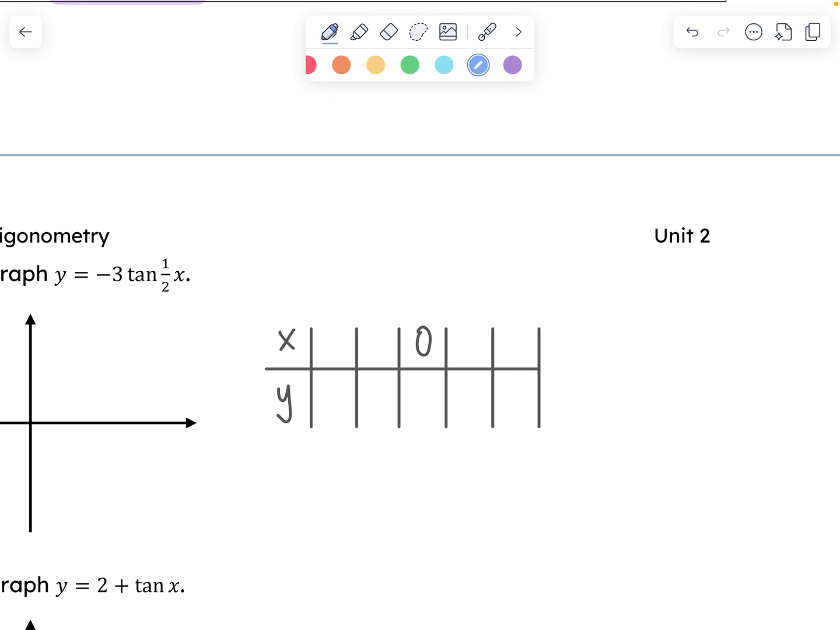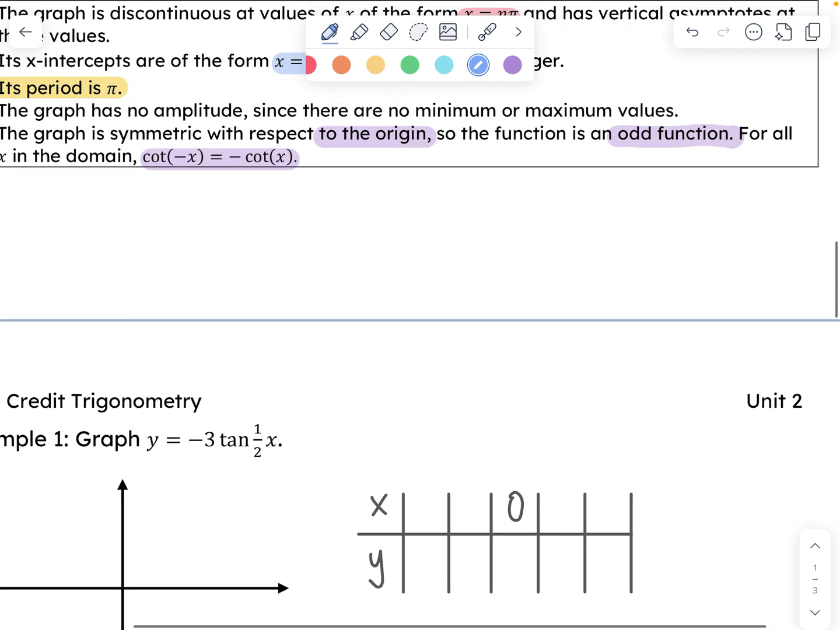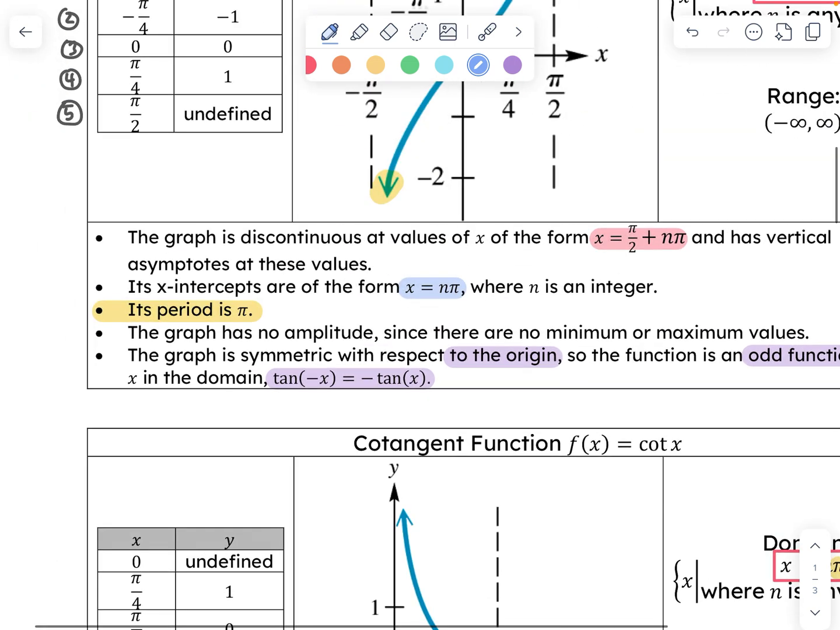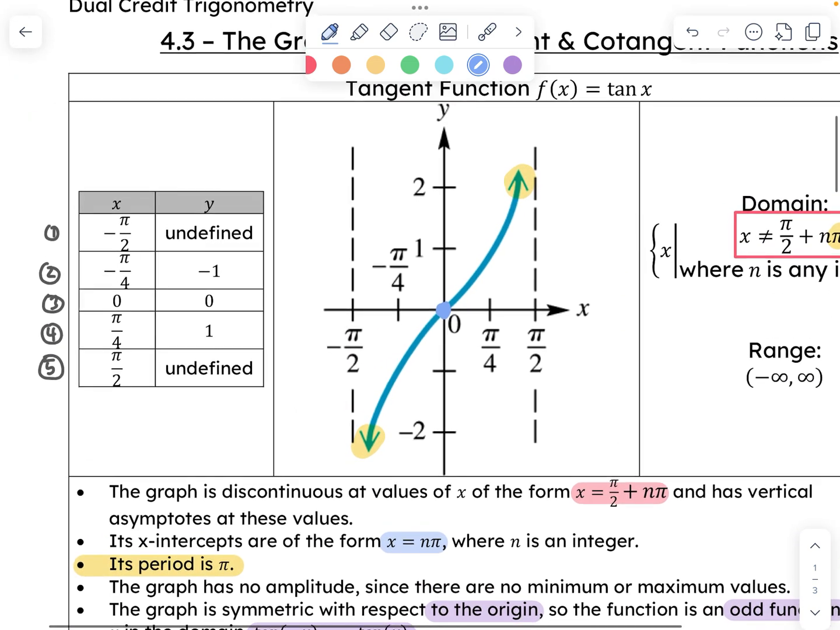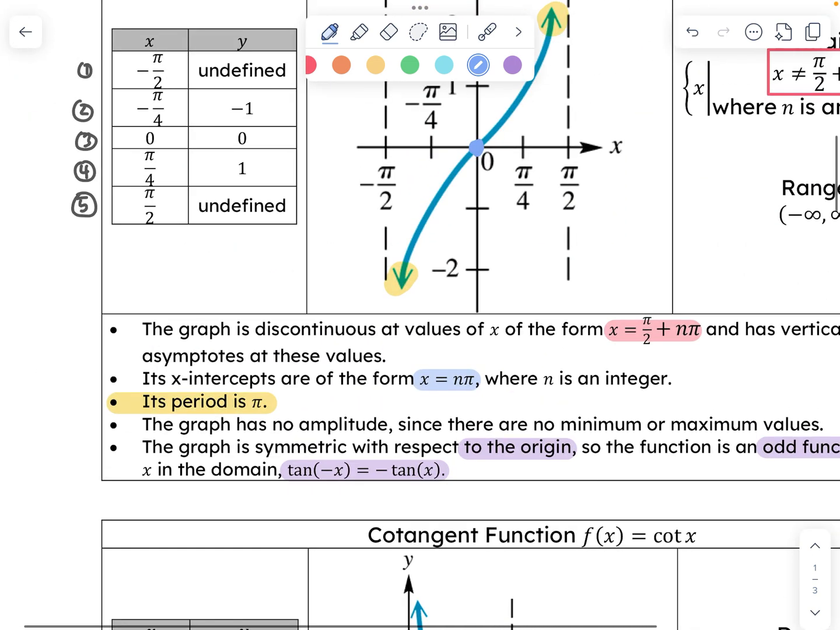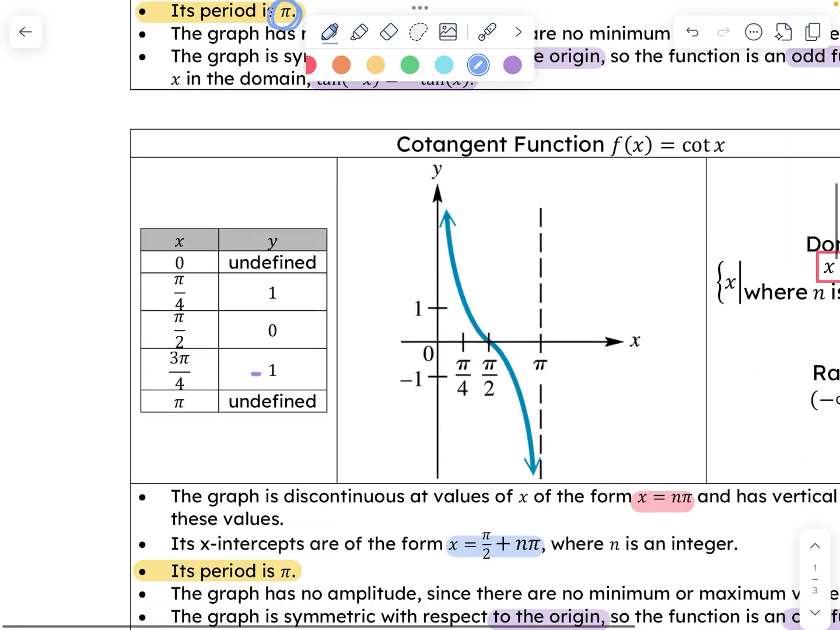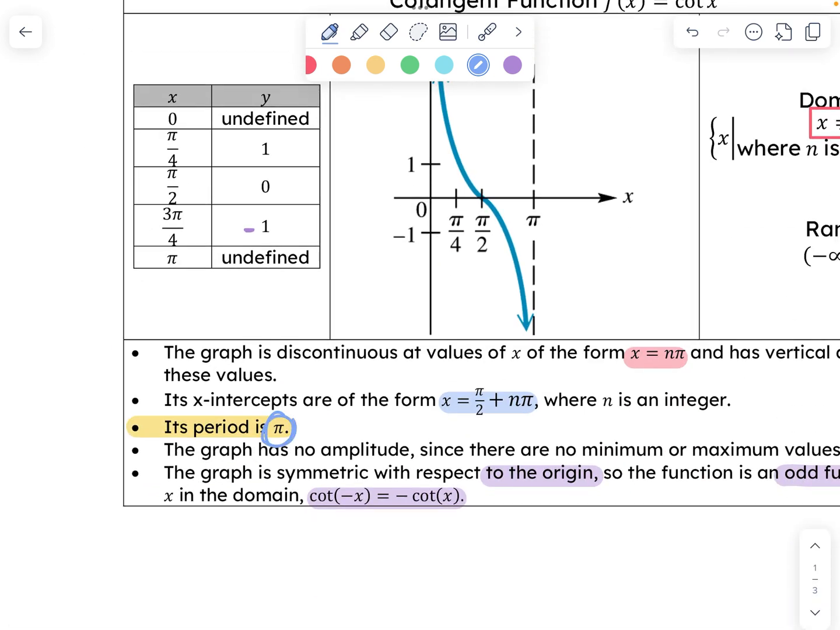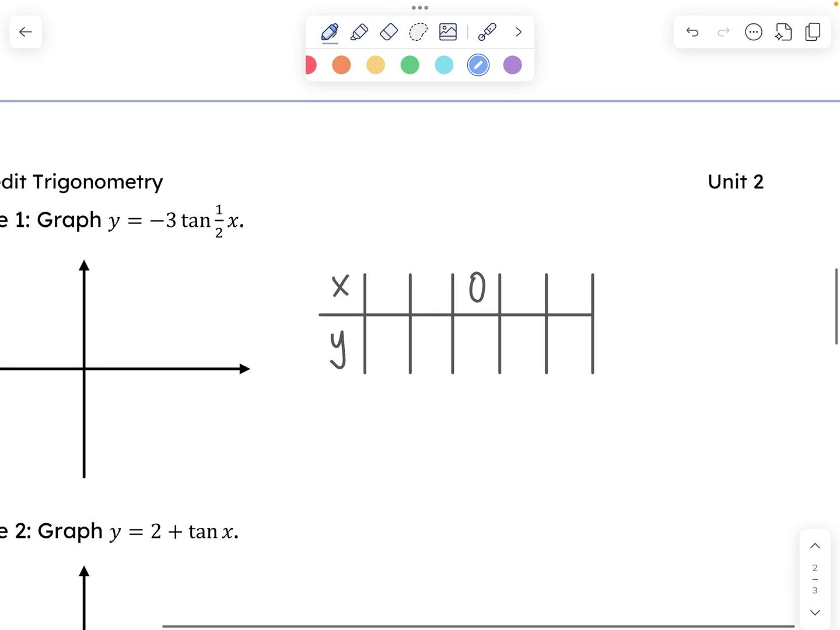So remember last time when we talked about our period, we did our current period divided by b. So last time for sine and cosine, it was 2 pi. But if we look at this, our period for our tangent graph and for our cotangent graph is pi. So now our formula has changed a little bit. Instead of being 2 pi over b, now it's going to be pi over b. B is still just the part that's in front of the x.